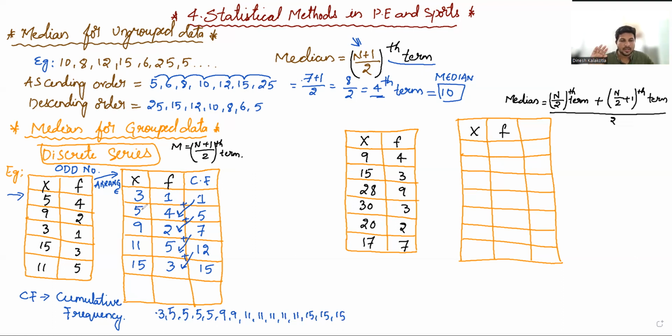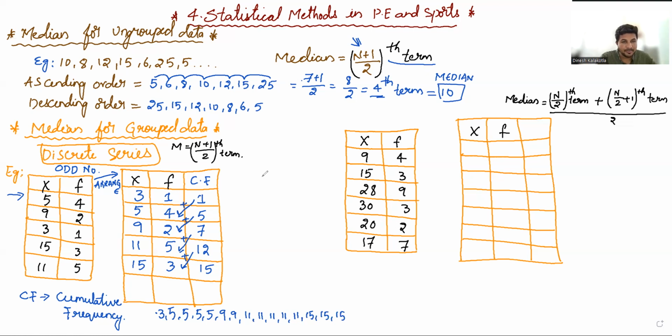Next, score 5. What is the frequency of 5? It is 4, right? And up to how many positions? What is the position of the 5? 4 times. It is from 2 to 5, right? So that is the difference between frequency and cumulative frequency, right?